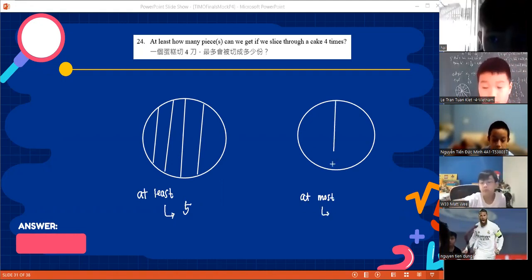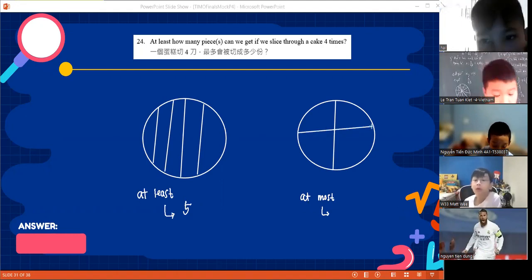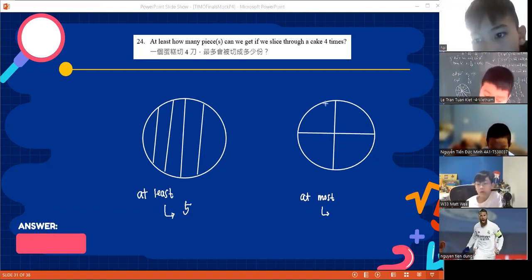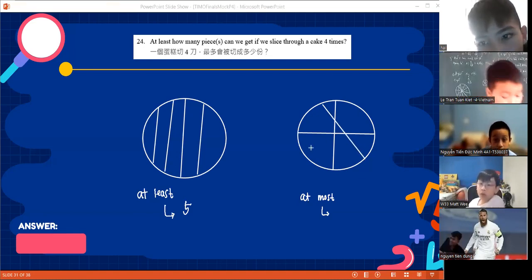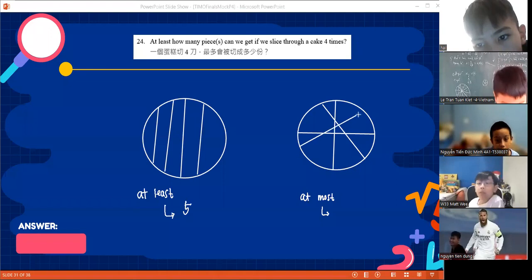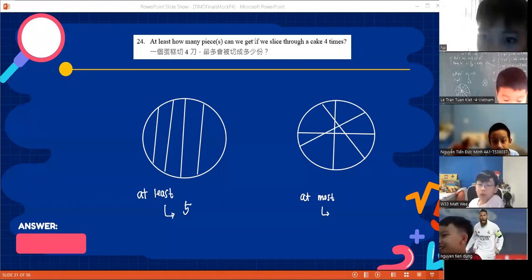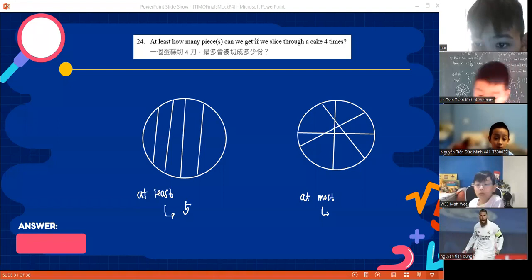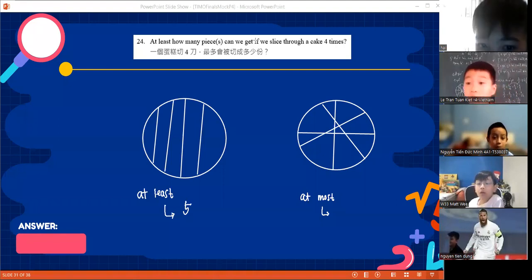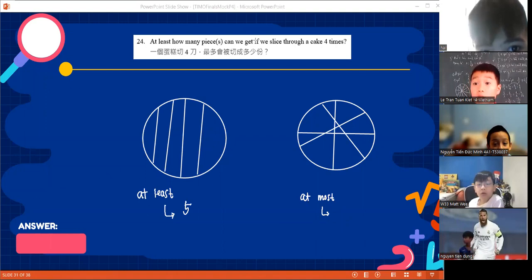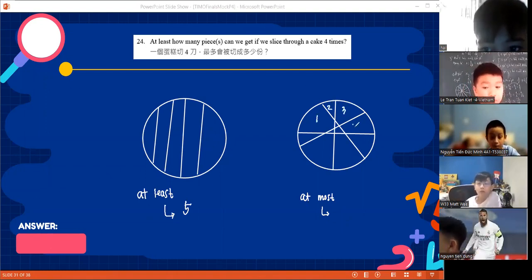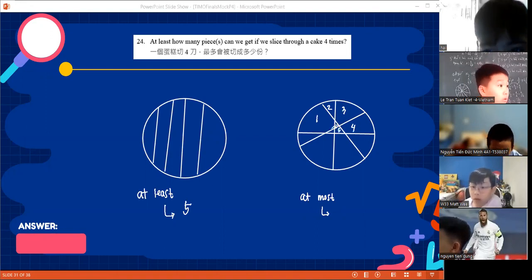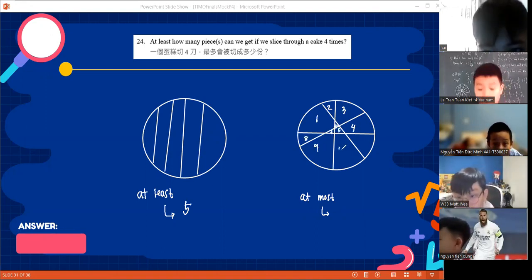That is 1, 1, 2, 2, 2, then 3, 3, and then 4. Why did you cut like that? It's not necessary that it should be equally divided, as long as you're able to cut the cake 4 times. So let's count 1, 2, 3, 4, 5, 6, 7, 8, 9, 10, 11. So the answer is 11.